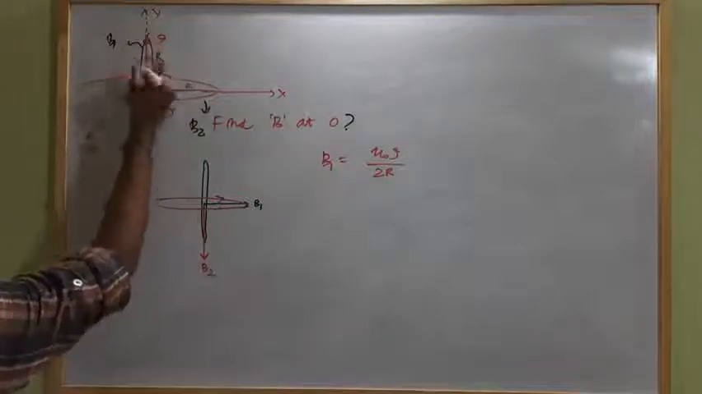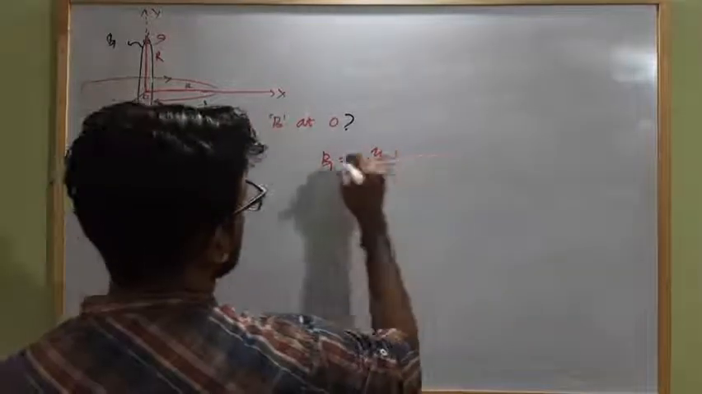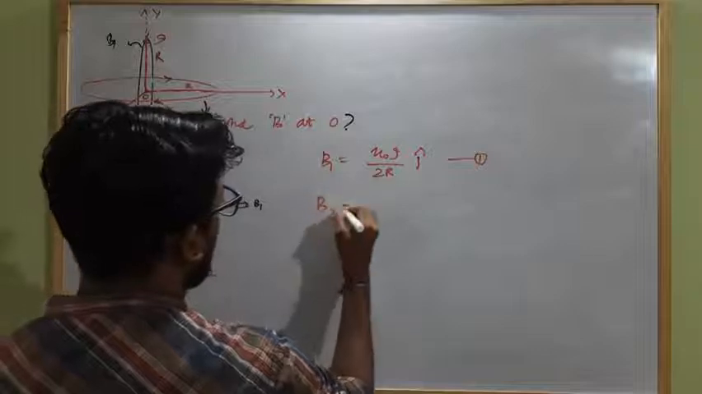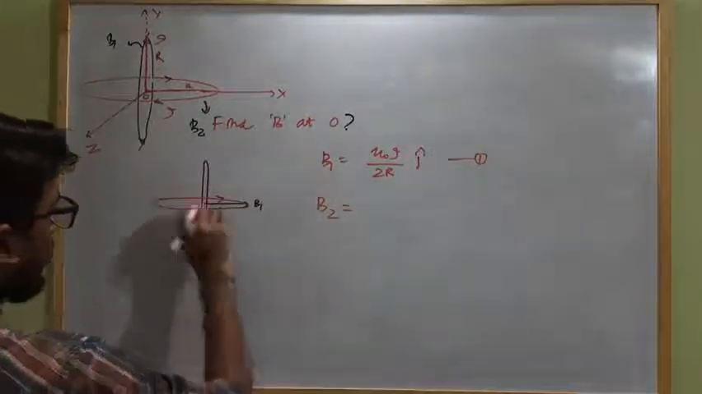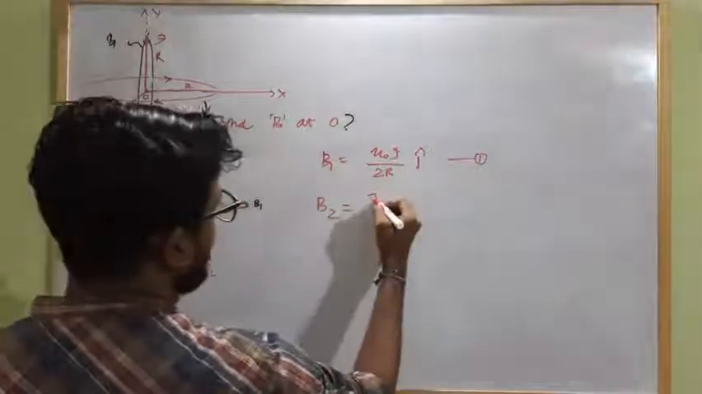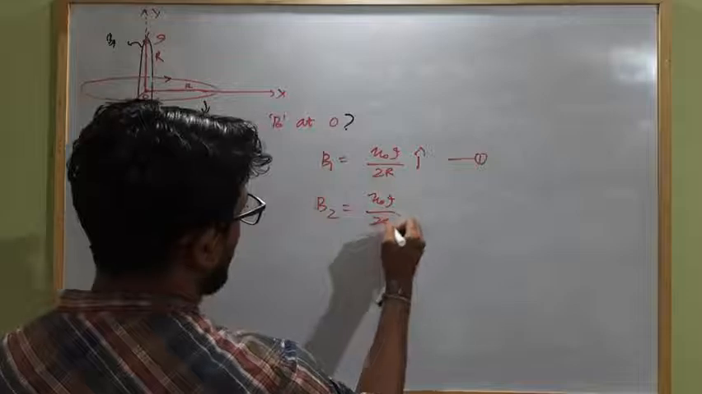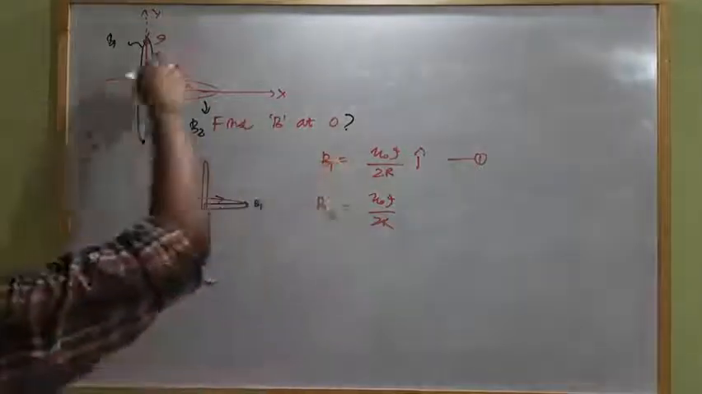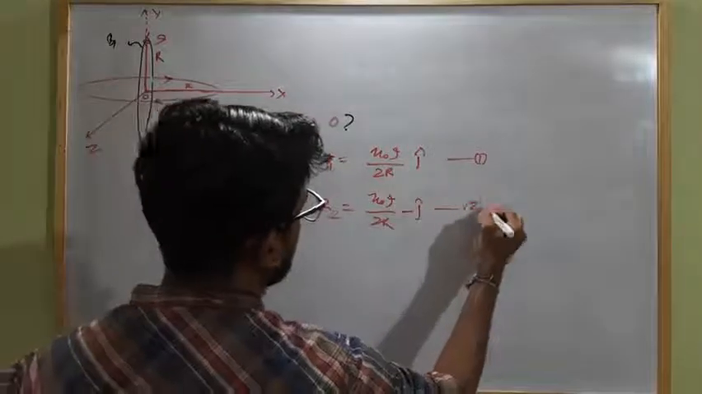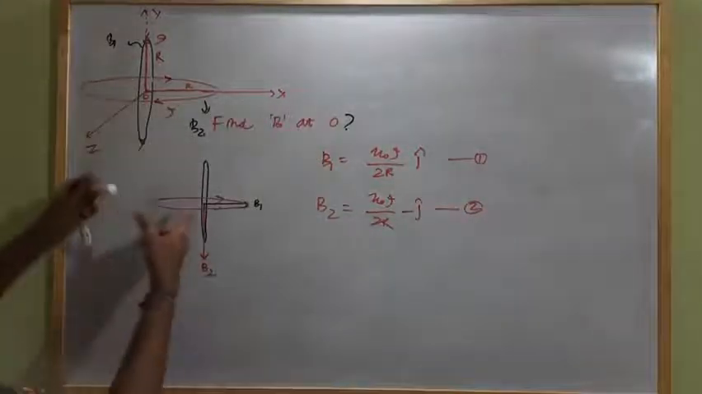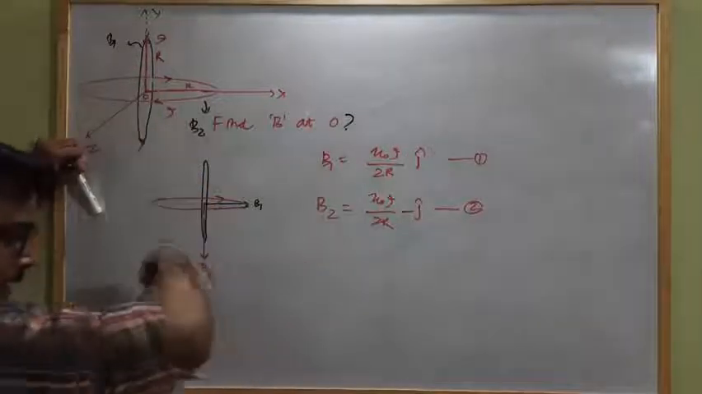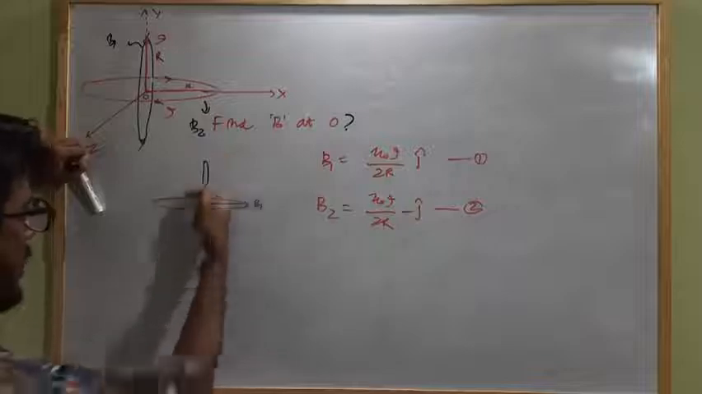So for B1 the direction will be along the x axis, so it will be mu naught I by 2R i cap, equation 1. And for B2, again the current in the coil flows clockwise, so the field will be downward, mu naught I by 2R, and the direction will be downward, that means minus j cap, equation 2, clear? So for this the field is along minus y axis, minus j cap, it is along the horizontal plane like this, and it is along the vertical plane like this.